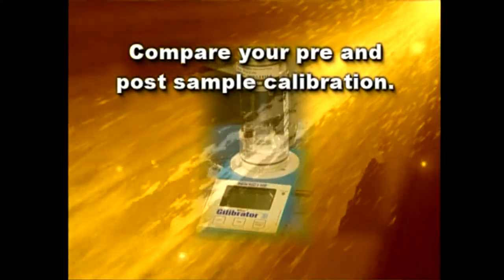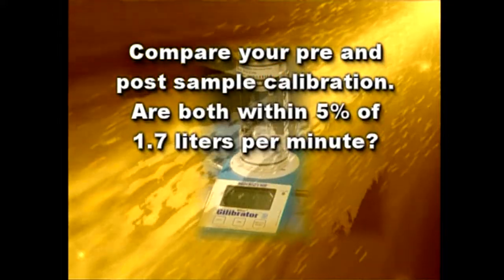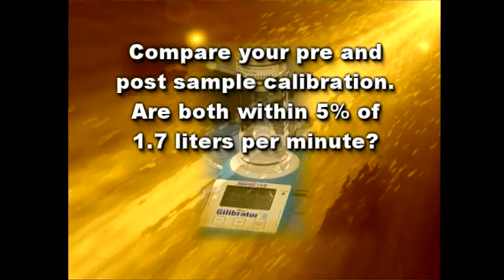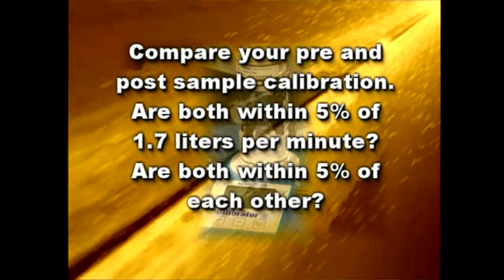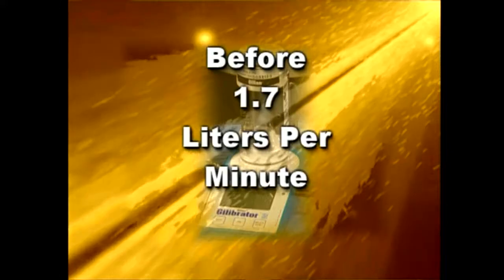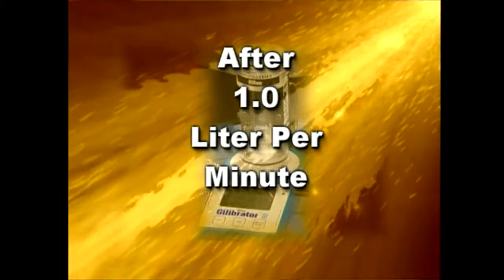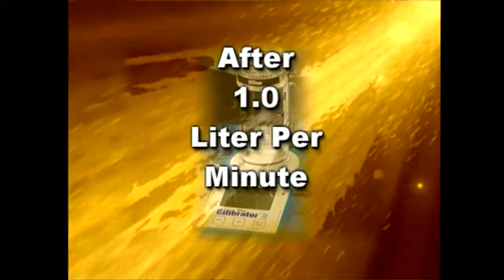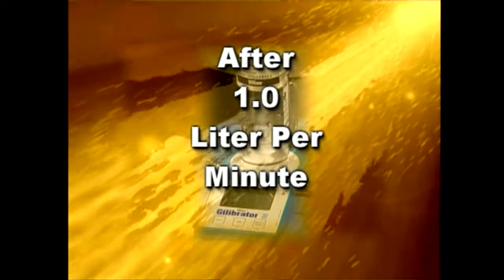Compare your pre and post sample calibration. Are both within 5% of 1.7 liters per minute? Are both within 5% of each other? The reasons a pump does not maintain flow are many. For example, if before was 1.7 liters per minute and after was 1 liter per minute, you might question the validity of your sample. What caused the drop? Excessive dust that overwhelmed the pump or low pump battery?